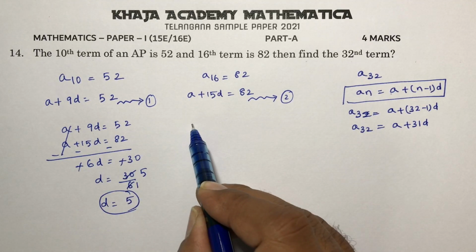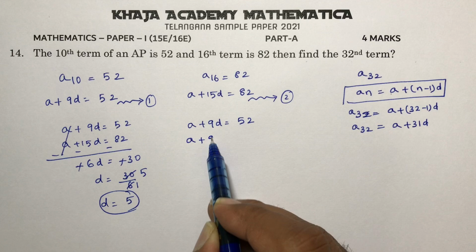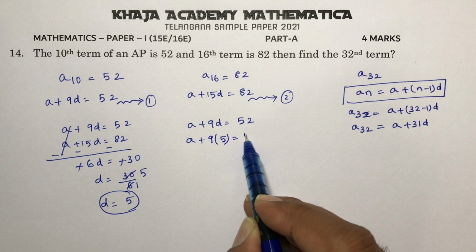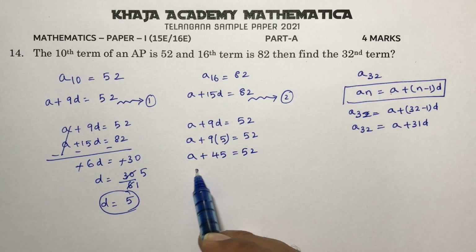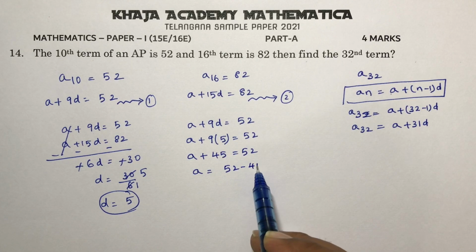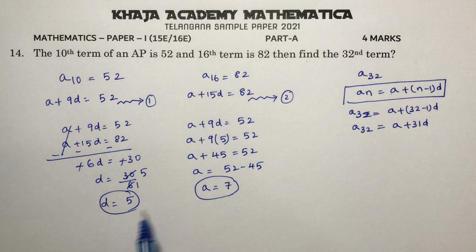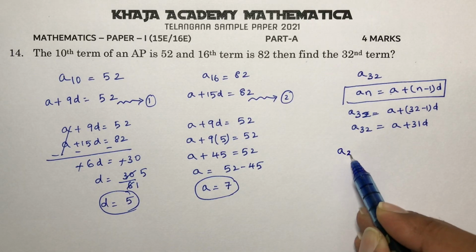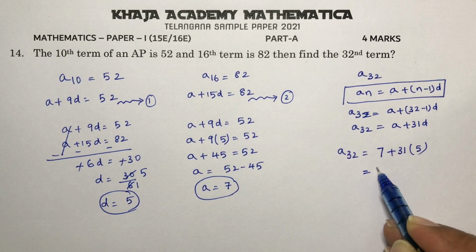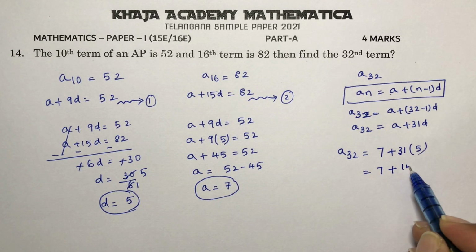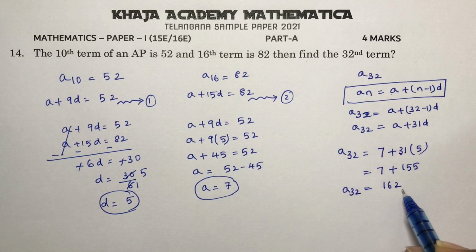Now take the small equation. a plus 9d is 52. a plus 9 into d, d is 5, equals 52. a plus 9 5s are 45 is 52. a equals 52 minus 45. a equals 7. We got the value of a and d. Substitute here, a32. a is 7, plus 31 into d, d is 5. 7 plus 31 into 5 is 155. So it is 162. So 32nd term is 162.